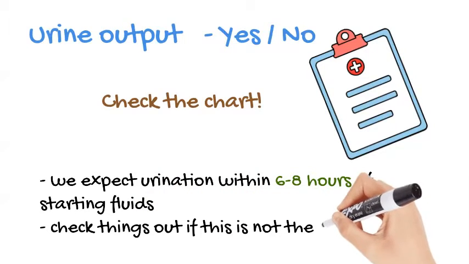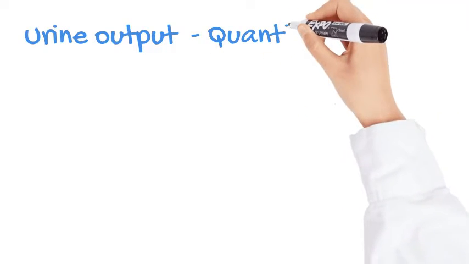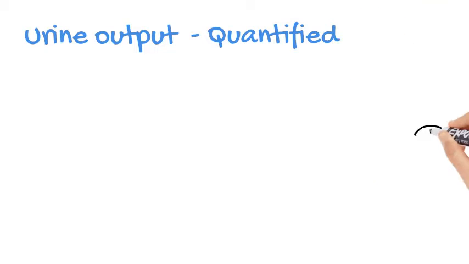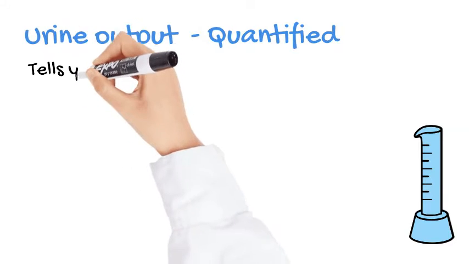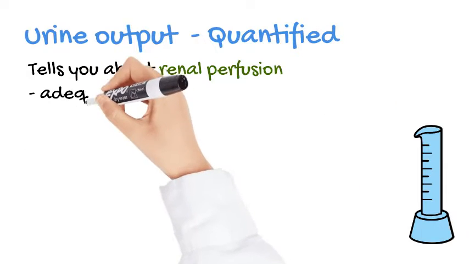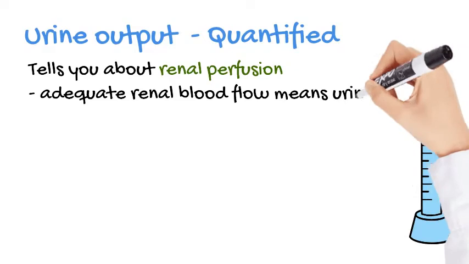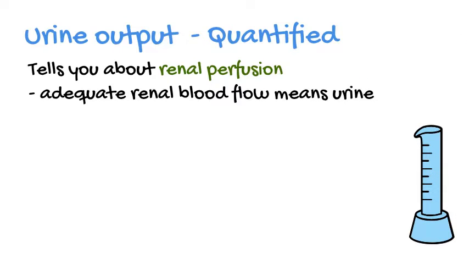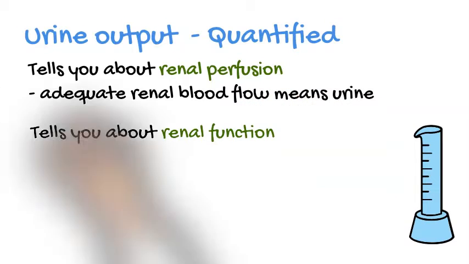If you want to be significantly more sophisticated, we can actually quantify urine output, either by placing a urinary catheter or by weighing pee pads. And this information is extremely valuable because it tells us a lot about renal perfusion. You have to be sending enough blood to your kidneys to make urine, and so plenty of urine means adequate renal blood flow. Well, urine output will also tell us a little bit about renal function. Poor output in a patient on robust fluids is a really reliable marker of acute kidney injury.